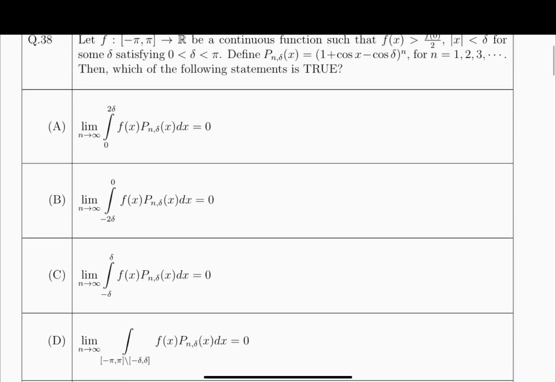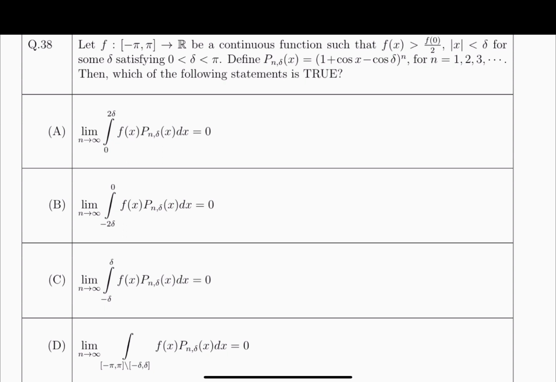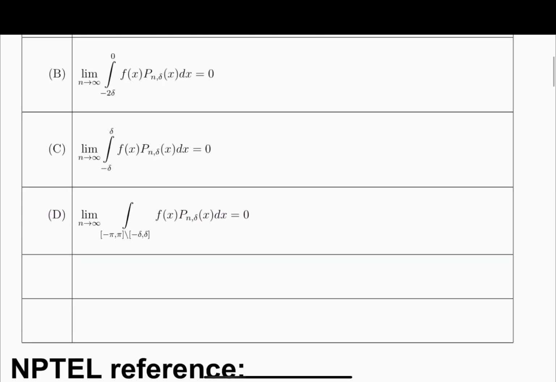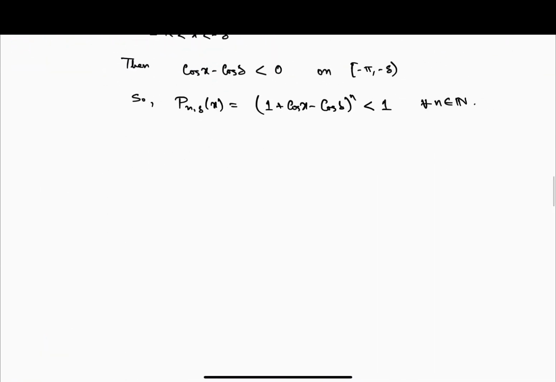So what is the first option? It is saying that the limit as n tends to infinity of the integration from 0 to 2 delta of f(x) P_n,delta of x dx is 0. So let's check this one, option A, first. You have to find whether this limit is 0 or not.